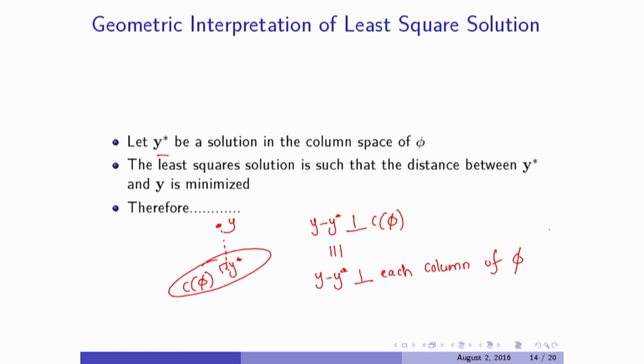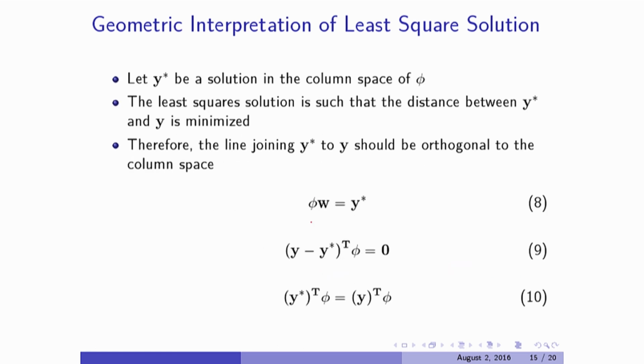Now what does this mean? This means that (y minus y star) transpose phi should be equal to 0. So we have y star equals phi w, and (y minus y star) transpose phi equals 0. I could substitute for y star from 8 into 9 and get 10.